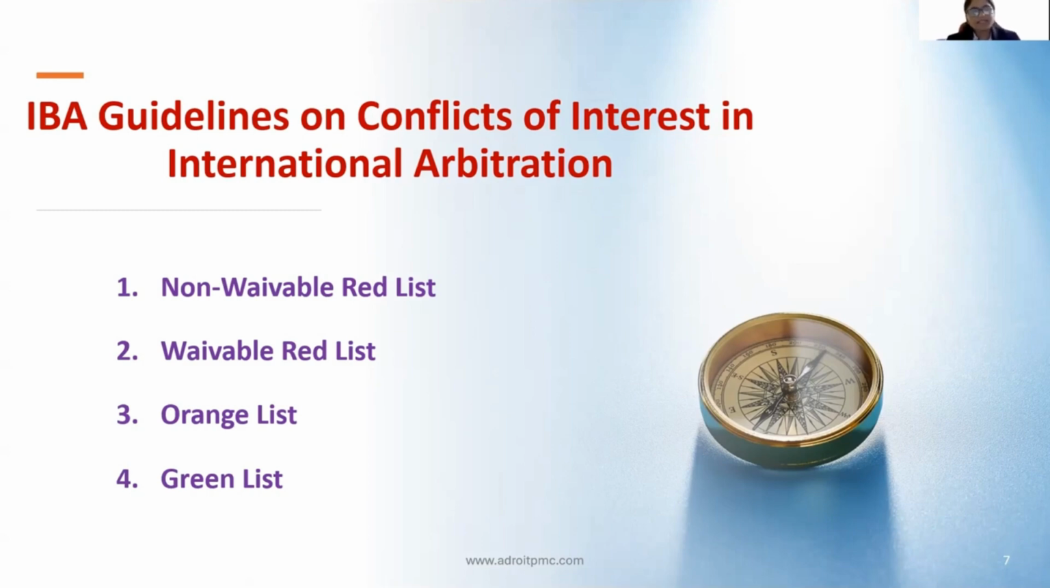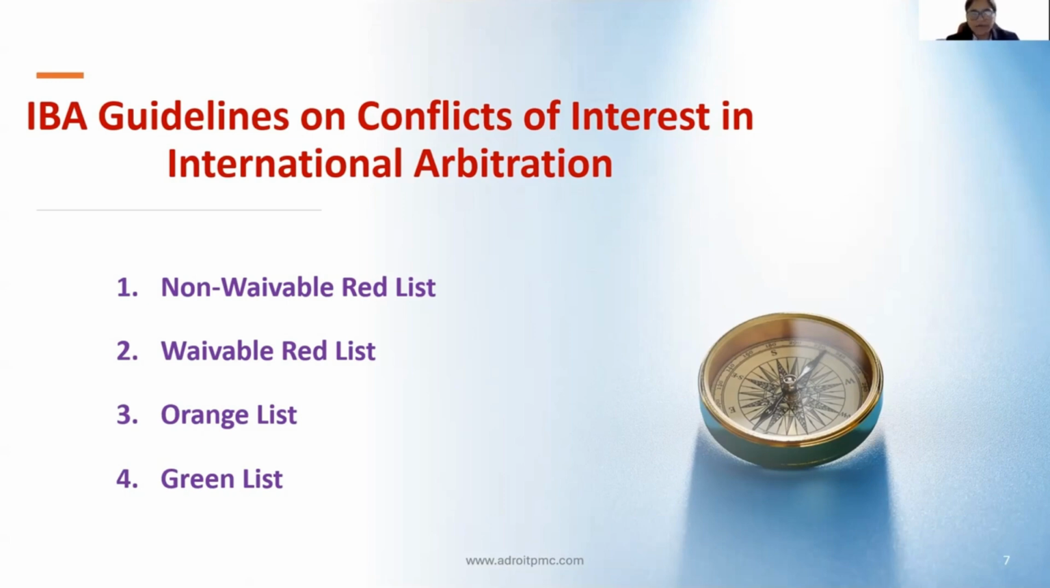So the IBA has categorized the arbitrator based on four lists. The first one is the non-waivable red list: the parties themselves or the managing director of the company. Those people will be categorized under the non-waivable red list. As you know, the director or the parties themselves cannot adjudicate or decide the matter in dispute. So that category of arbitrator could never be appointed for the dispute in hand.